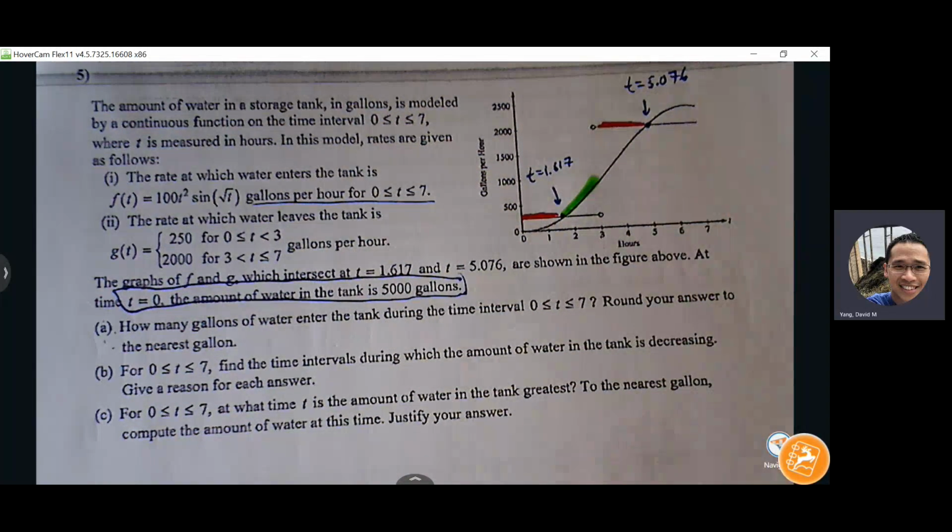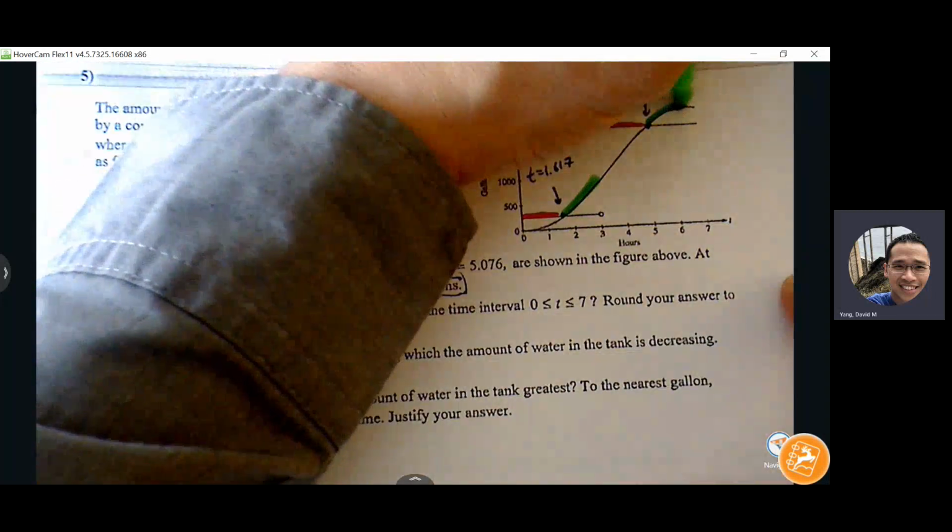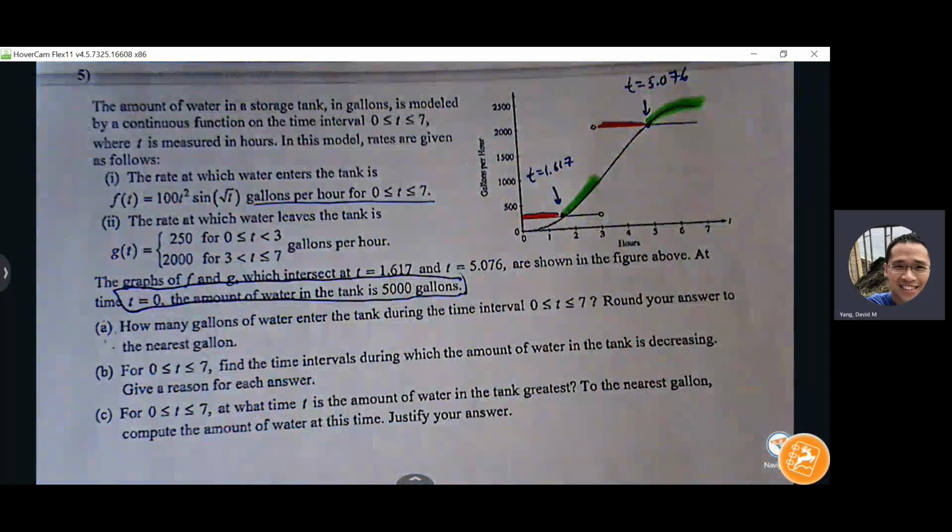Okay, so that's what I want you guys to have in your mind. You should be able to look at this graph and visualize what's happening to the water level over this time interval. So it decreases, then it switches to increase, switches to decrease, and it starts increasing again. So I want you to have that picture in your head as we move on.